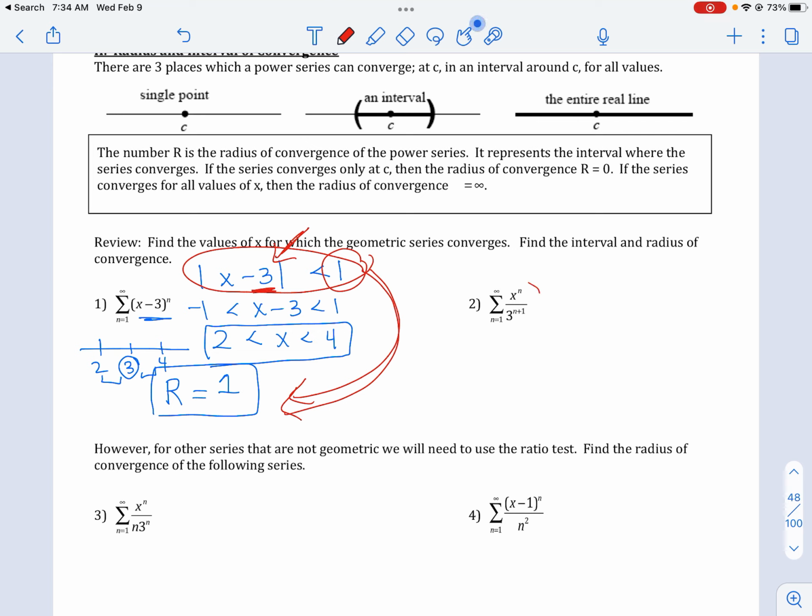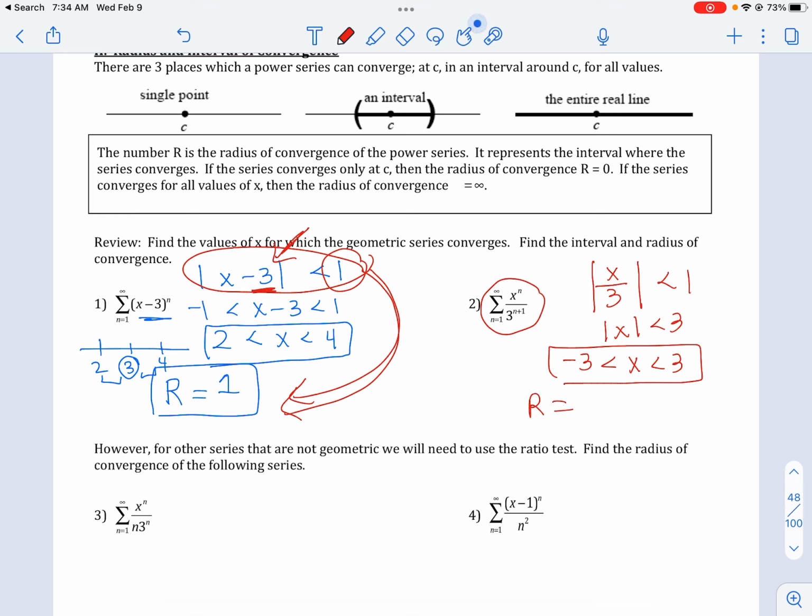So same thing here. This is a geometric series, right? Because all I have is things raised to the nth power in numbers. Your r in this case is just x over 3, because that's the only thing being raised to the nth power. So we know it converges if the absolute value is less than 1. I can go ahead and take that absolute value of 3 and multiply it over. So this is my interval of convergence. So my radius of convergence, right? The center is 0 and you're going 3 in either direction. So your radius of convergence would just be 3.